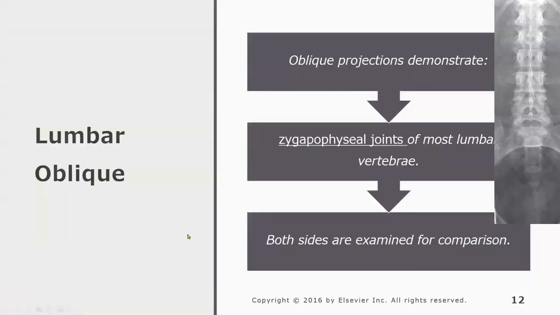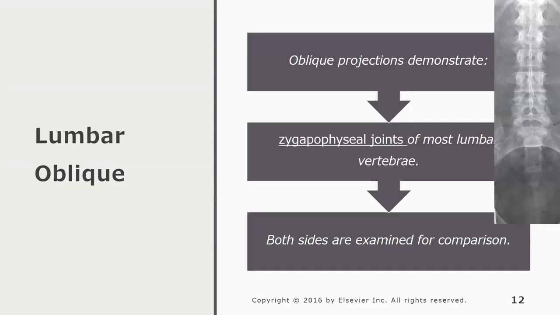Okay, going on to the obliques. Obliques are becoming more and more obsolete, it seems. There are clinics out there that still do a 5-view lumbar spine, which would include the AP, lateral, spot, and both obliques. We always do the left and right oblique. Okay, so what we're looking for are the zygapophyseal joints. And as I stated earlier, we do look at both sides for comparison.